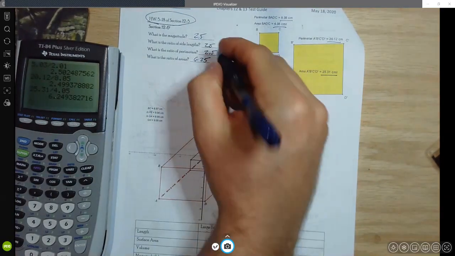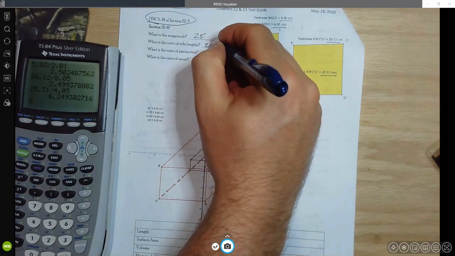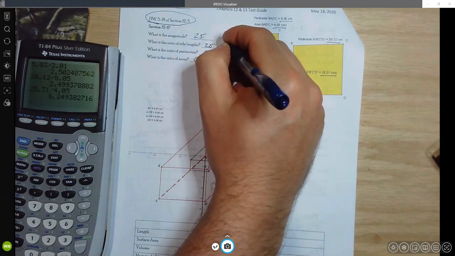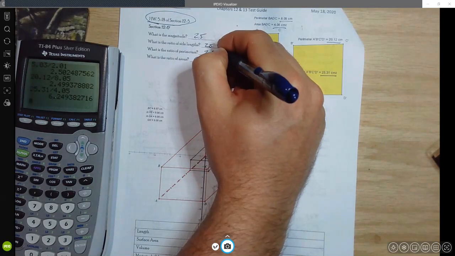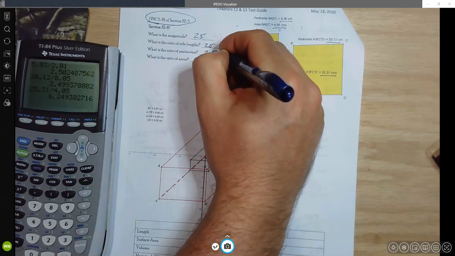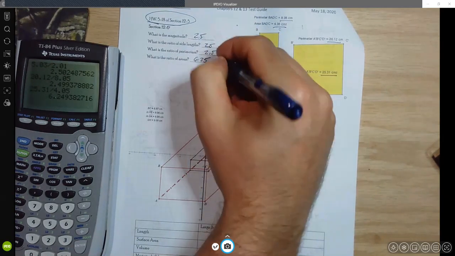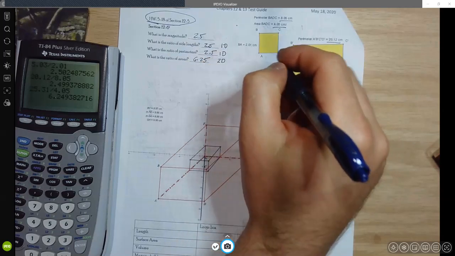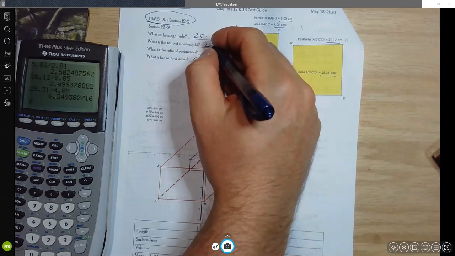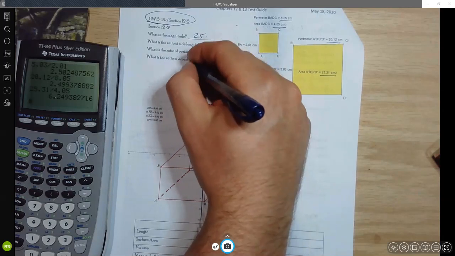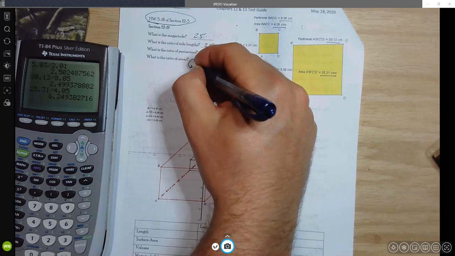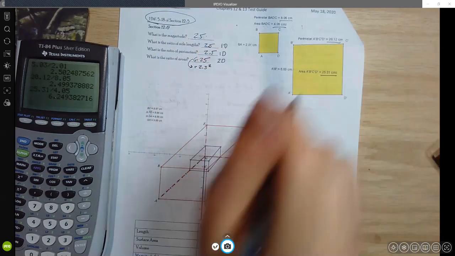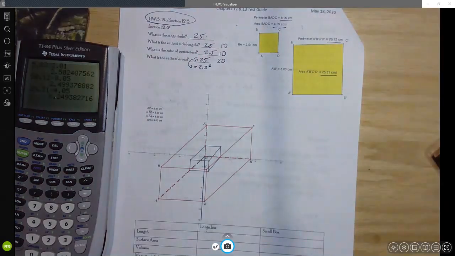Well, what do these have in common? These two here, they're both one-dimensional. A length is one-dimensional. The perimeter is one-dimensional. However, area is two-dimensional. And so this is 2.5, 2.5, 2.5. 6.25 is 2.5 squared. Okay?